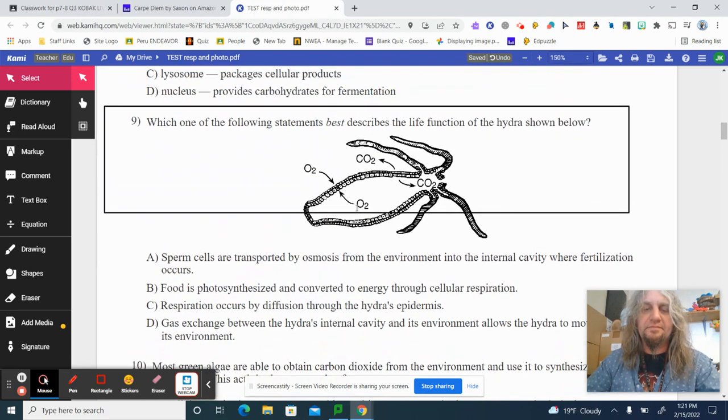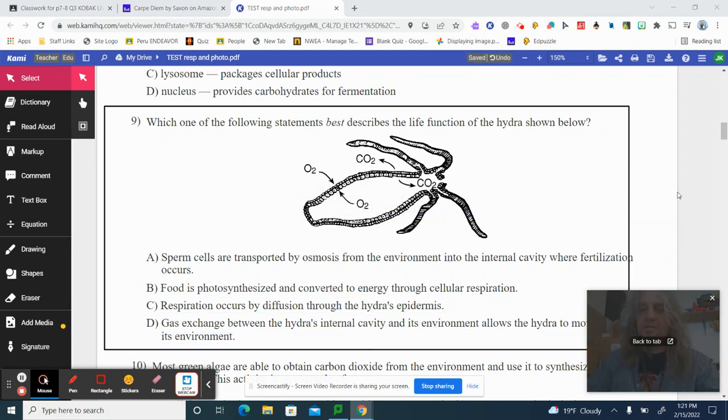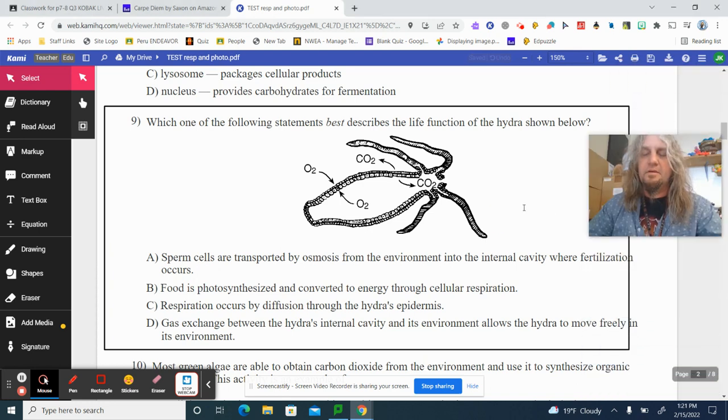Number 9. Oh, that's a hydra. Which of the following statements best describes the life function of the hydra shown below? And you can see O2 moving in, CO2 coming out.